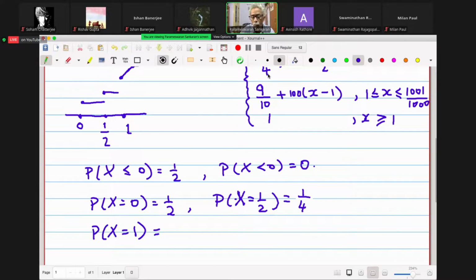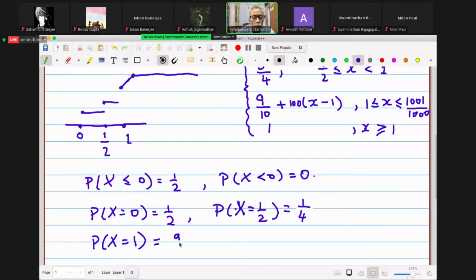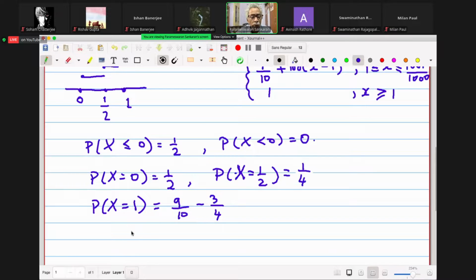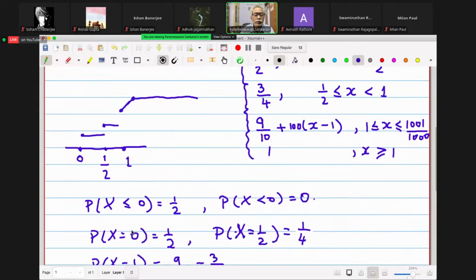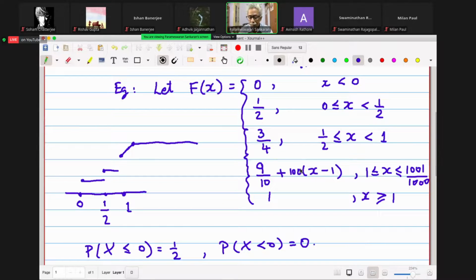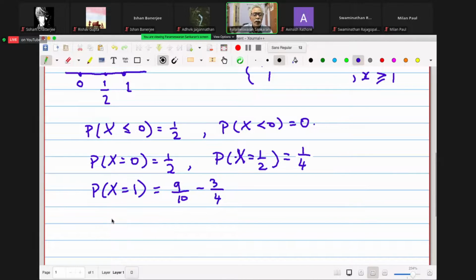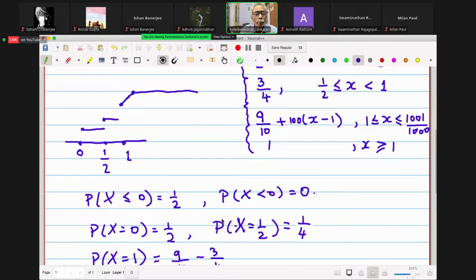9/10 minus 3/4, whatever that is. And from then on, it behaves as if there is some density. So you can do this type of thing. So now you should write here something like a density function.